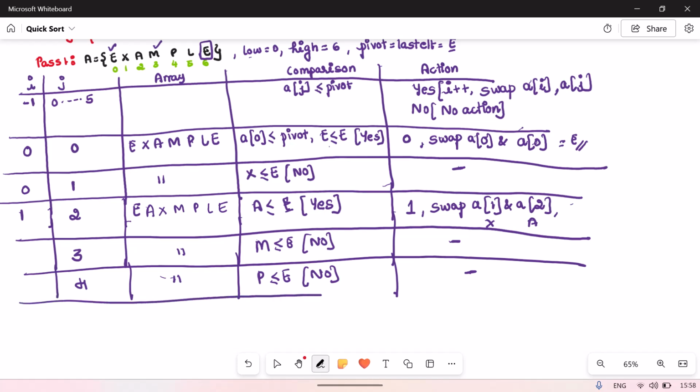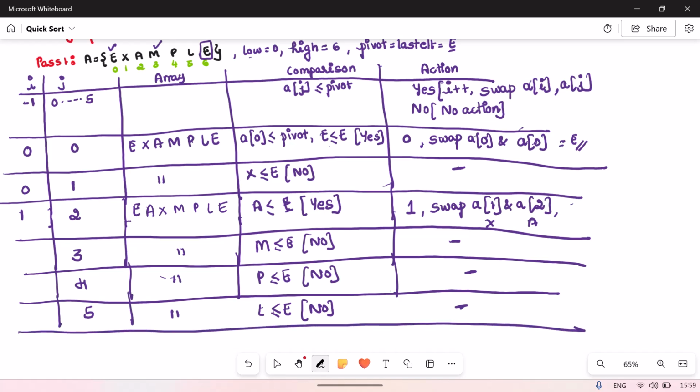Next, j equal to 5. So let us see, is L less than or equal to E? No. So no action will be taken. The array remains the same.